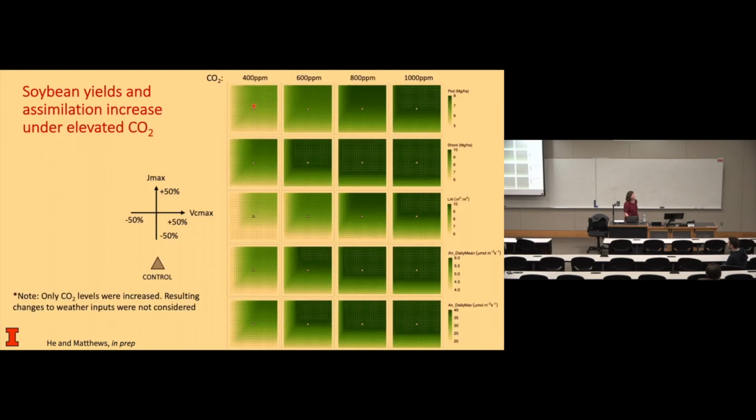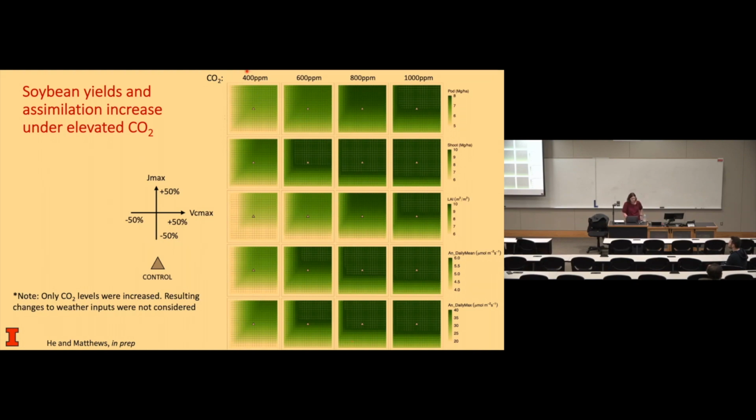If we now look at this, the plot I showed before up here, under different CO2 conditions, I'll show a couple of other parameters. This is the pod, this is the shoot, so the entire above ground biomass, leaf area index, which is related to the canopy size, and then our photosynthetic rate, the daily maximum or the daily average over the growing season.